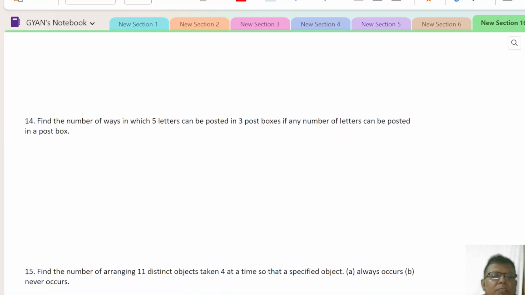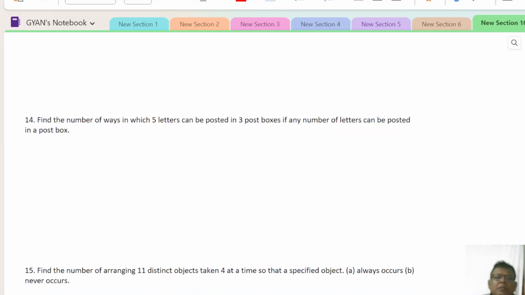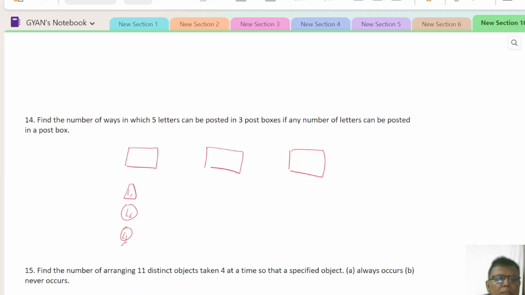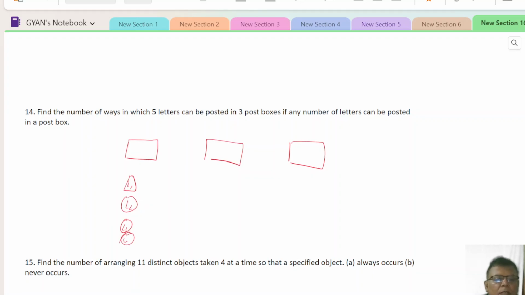Find the number of ways in which 5 letters can be posted in the 3 post boxes. So 3 post boxes: 1, 2, 3, and the letters are L1, L2, L3, L4, L5. So this letter you are lifting and you are putting either in this one or this one. So how many ways? Three ways.